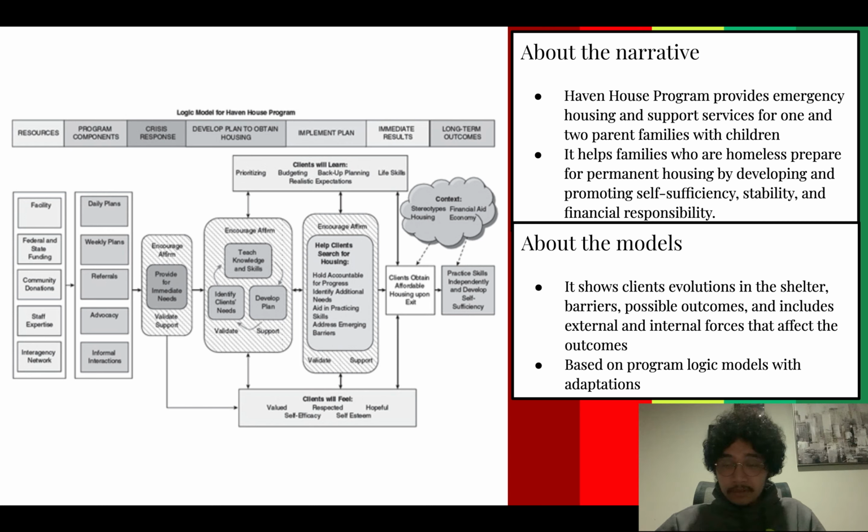Now about the model. It shows clients' evolution in the shelters, barriers, possible outcomes, and it includes external and internal forces that affect the outcomes. The model is also based on program logic models with adaptations.